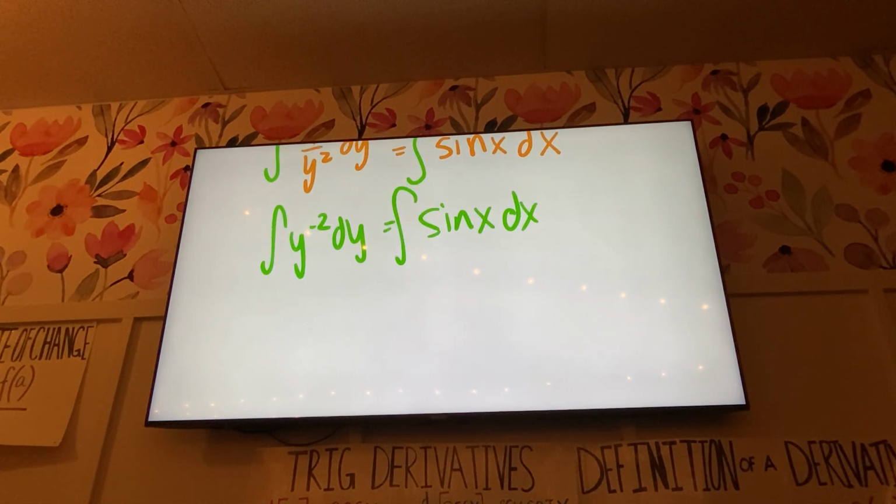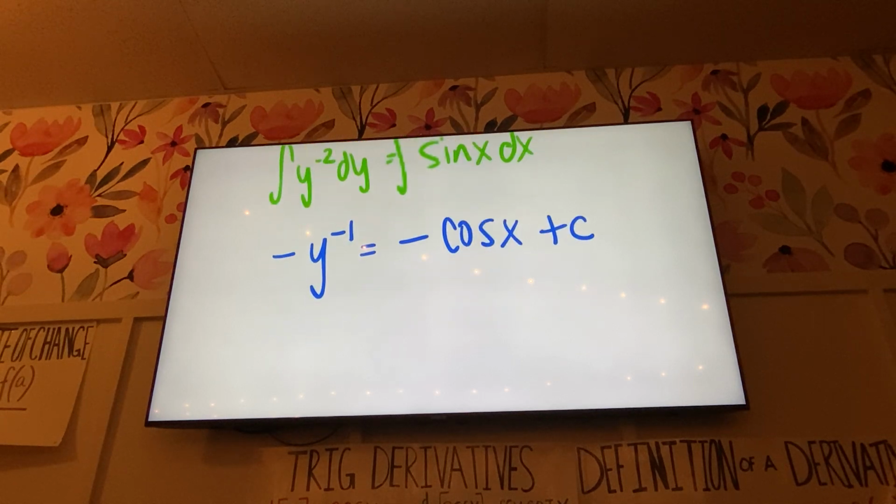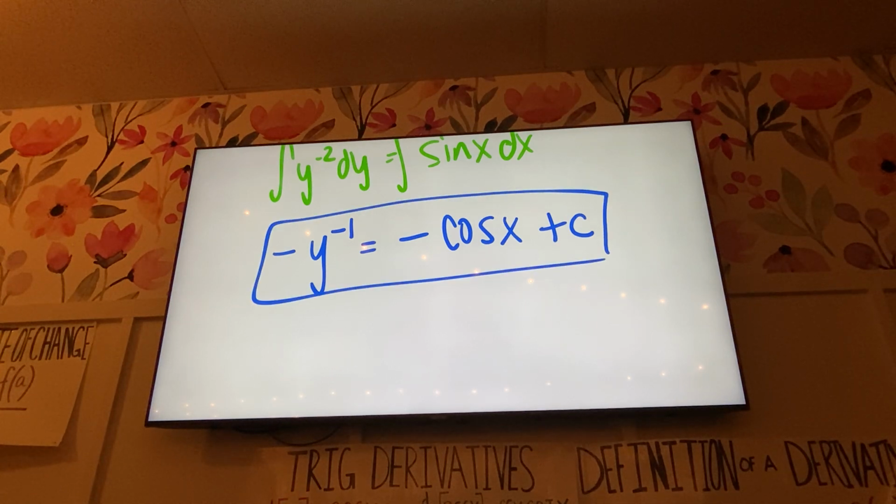All right, so when you integrate, add 1 to the exponent. So what does my new exponent become? Negative 1, and then divide by it, which is just going to make it a negative 1 over y. And what is the integral of sine x? Yes, negative cosine. And then plus c. So, yep, this is your answer.